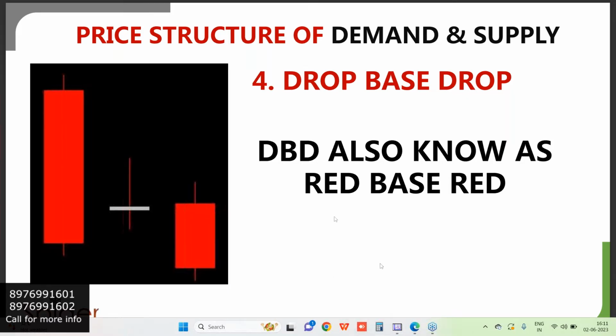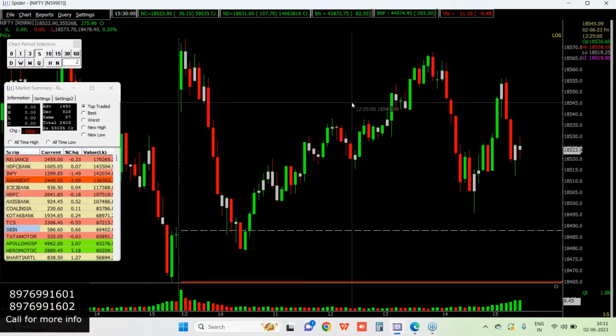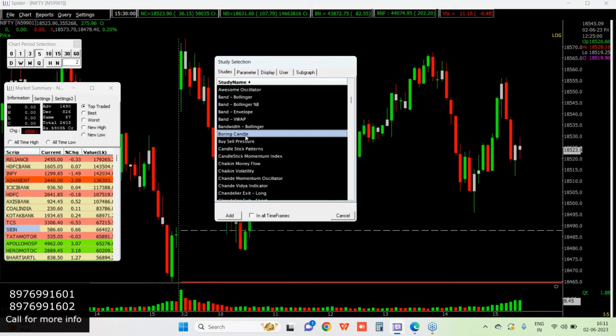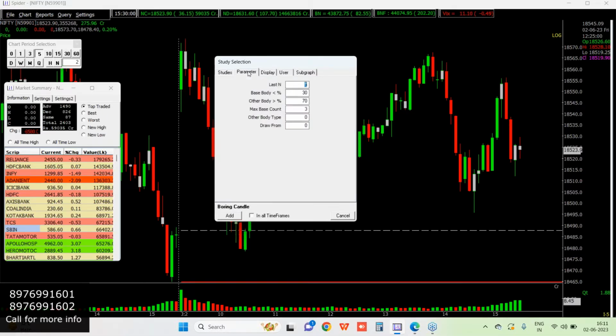I'll go to the software again, and here if I press S, you will get a boring candle. Once you click on this, at the bottom it will highlight the boring candle, and then you can go to the parameters. There is an option of last n bars. This means you will get the last 5 levels. If you put 10, you will get the last 10 levels. Right now I'm just adding 5, then I'll alter it and show you.